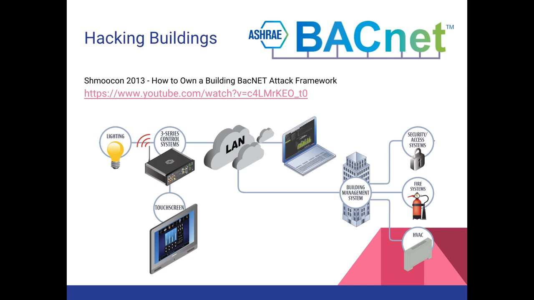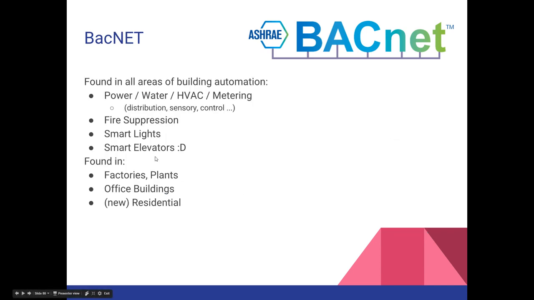It touches a lot of things, including lighting, elevator controls, security access systems, fire systems, HVACs, and other components. It is found in almost all areas of modern building automation: power, water, HVAC, metering, fire suppression, smart lights, smart elevators. It's also going to be found in industrial settings, so factories, plants, and so on.